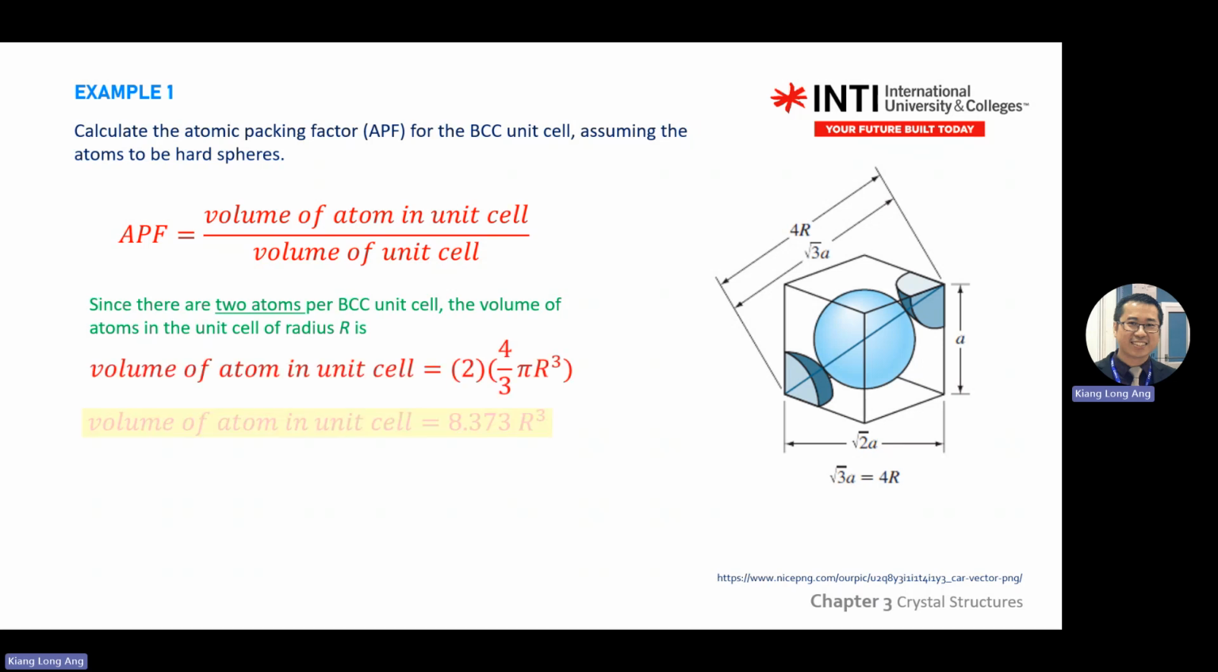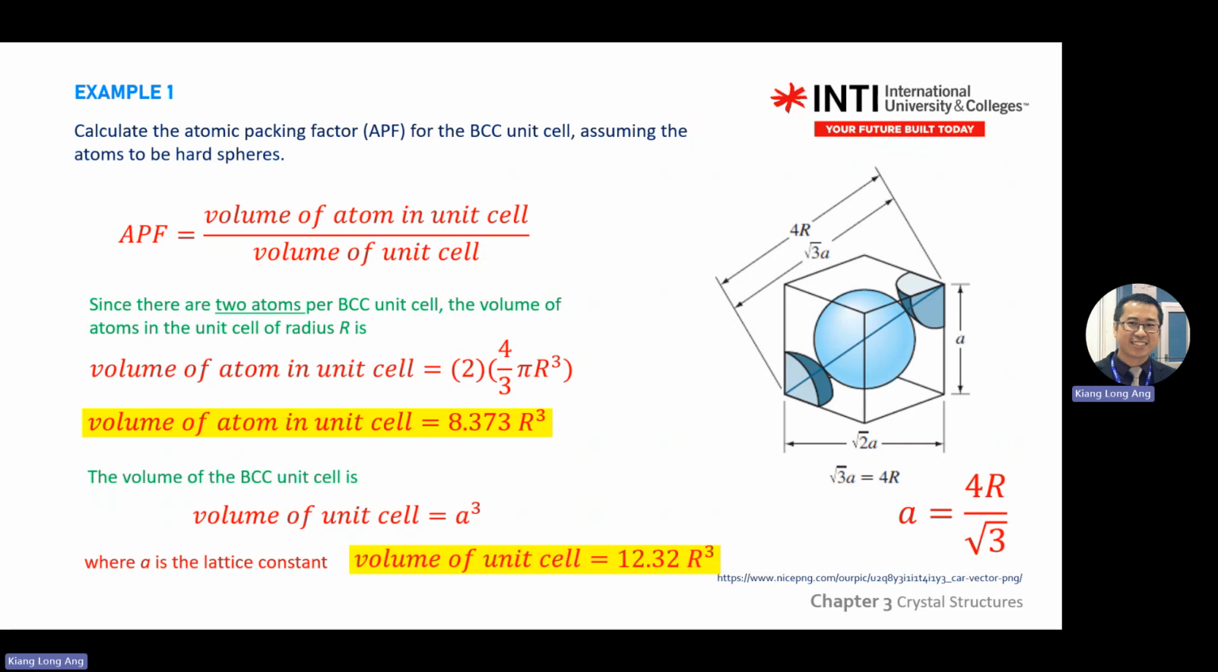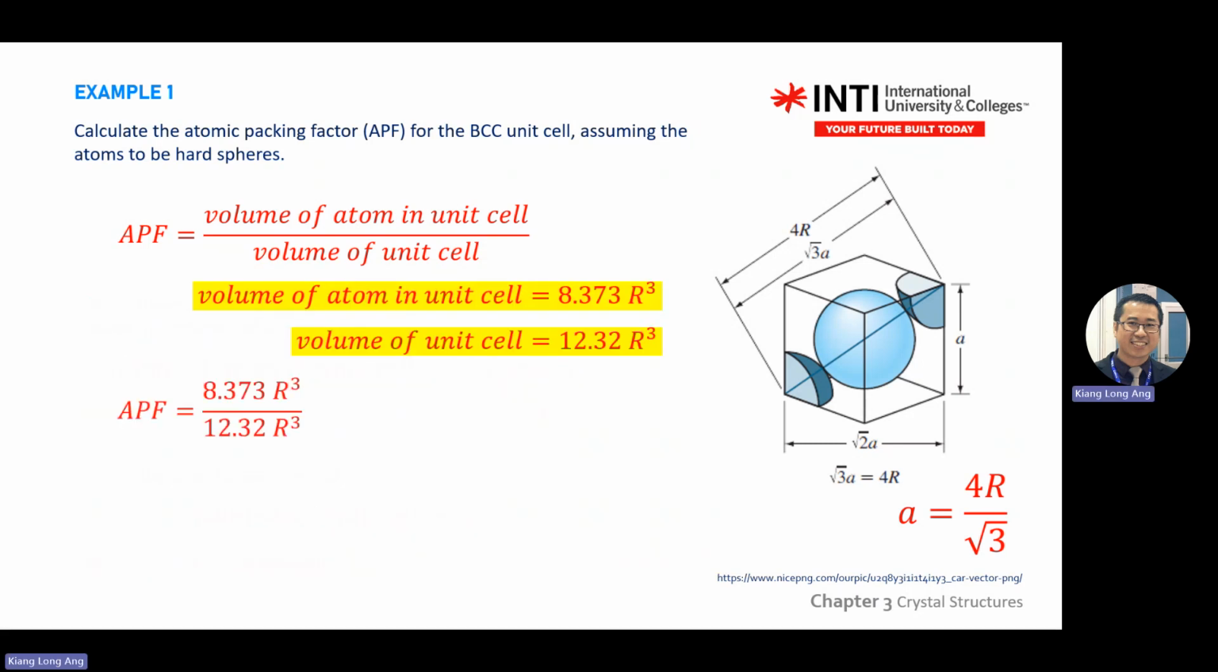So this is how you calculate it. The top one, volume of the atom is 8 point something r cubed. Volume of the cell is a cubed. You substitute the constant value, a equal to 4r over square root 3. You substitute, you get 12.32 r cubed. You take this one divided by this one. The answer is 0.68.